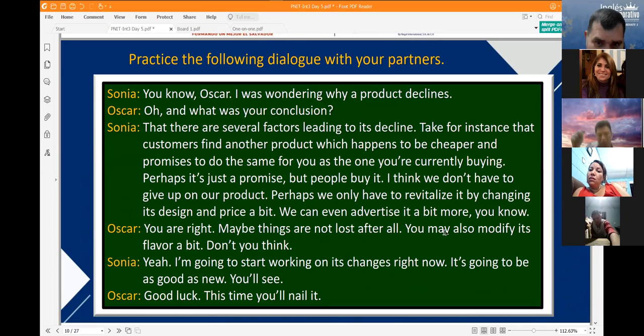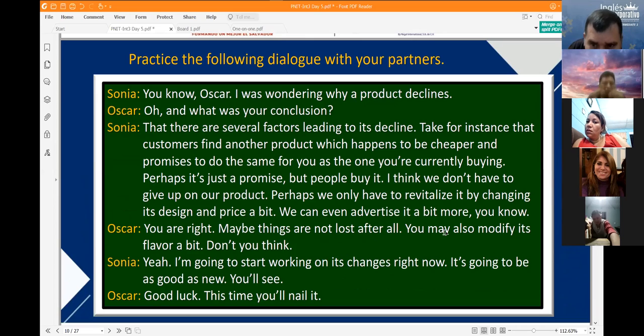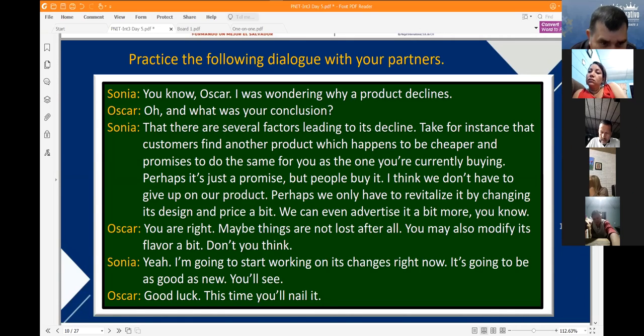That there are several factors leading to its decline. Take for instance that customers find another product which happens to be cheaper and promises to do the same for you as the one you're currently buying. Perhaps it's just a promise, but people buy it. I think we don't have to give up on our product. Perhaps we only have to revitalize it by changing its design and price a bit. Even advertising a bit more.